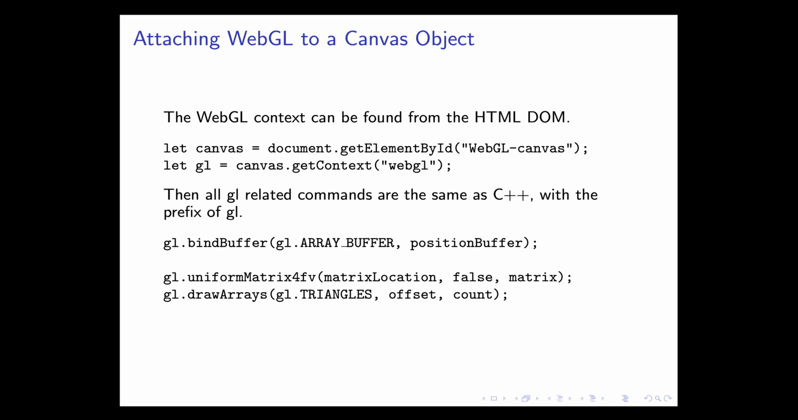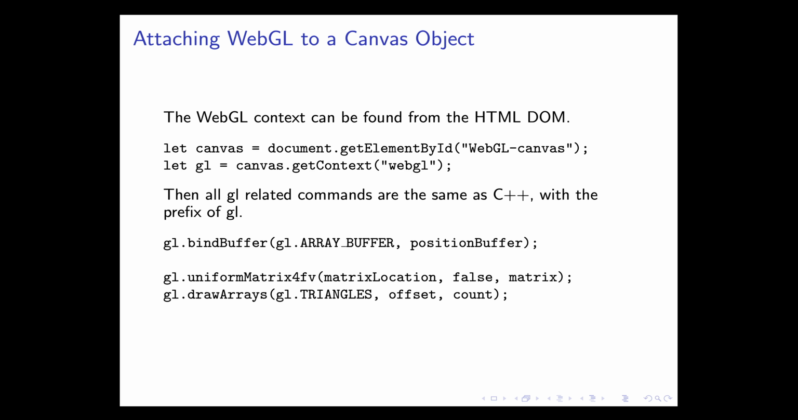And we can attach the WebGL context to the canvas by just using the normal HTML DOM, doing the get element by ID, and then saying gl equals canvas.getContext WebGL. And then once you do that, WebGL is exactly the same as C++ OpenGL.